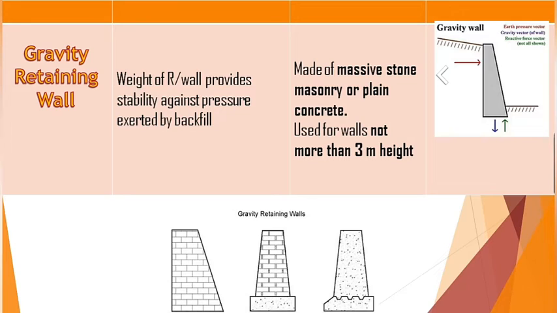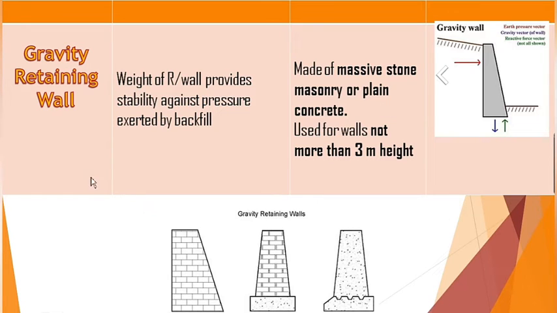So first is the gravity retaining wall. The gravity retaining wall is the most basic type of wall, which is constructed for quite low heights, that is up to 3-meter high backfills. The design of a gravity retaining wall is quite simple and it is generally made up of massive stone masonry or plain concrete masonry.